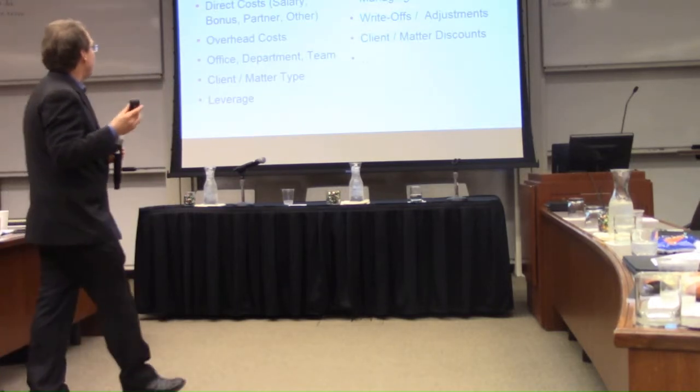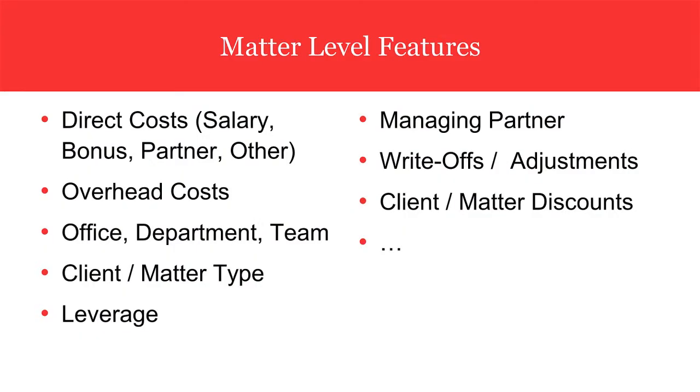So let's talk a bit about the features. At the matter level, direct costs, overhead costs, office, department, and team, client, matter type, how we're leveraging our assignments, managing partner. We can look at write-offs and adjustments, and also discounts.